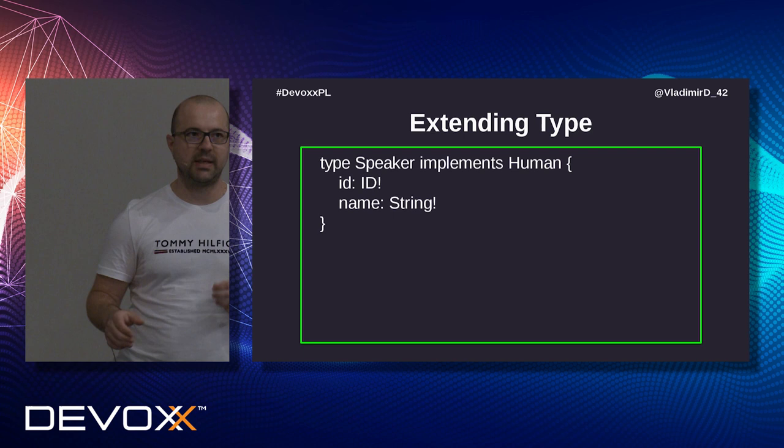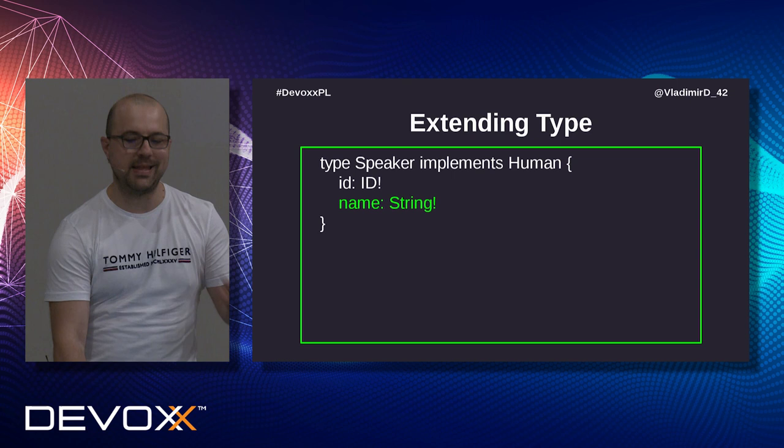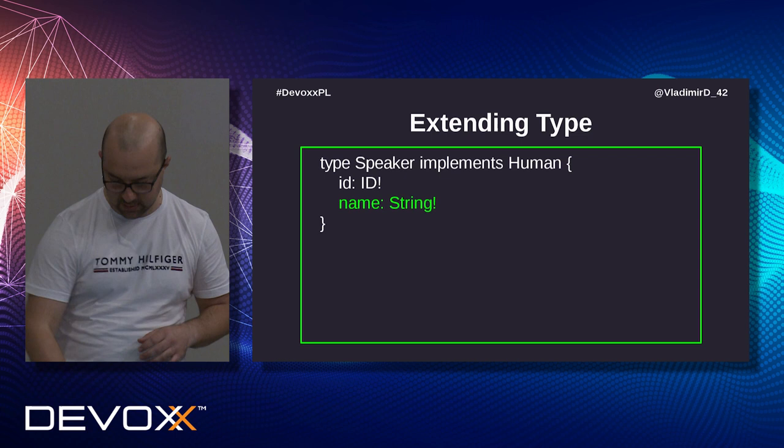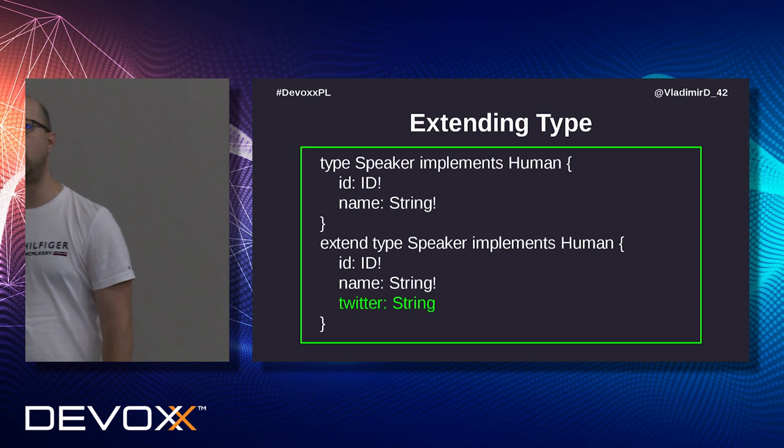So what does extend actually mean? It means basically you can have a type Speaker, which implements Human. It has an ID of type ID and a name of type String. Tomorrow we can extend it by writing somewhere in some other schema, which is going to be combined with the original schema, something like this: extend type Speaker implements Human, id: ID, name: String, and we also add Twitter. For example, let's say we also want to see the attendees' Twitters.